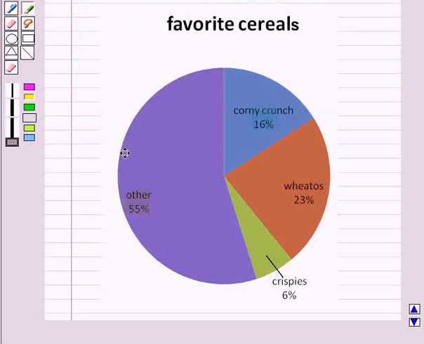Now, the proper display would have been this. Here you can see 55% like some other cereal. So, in this session, we have discussed how to evaluate published reports and graphs that are based on data. And this completes our session.